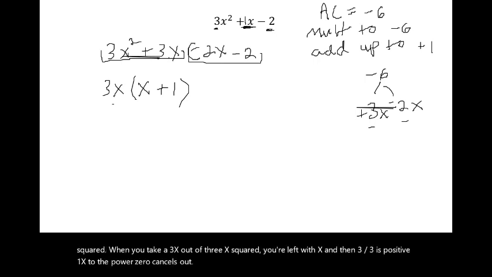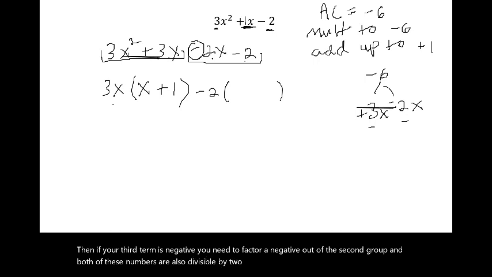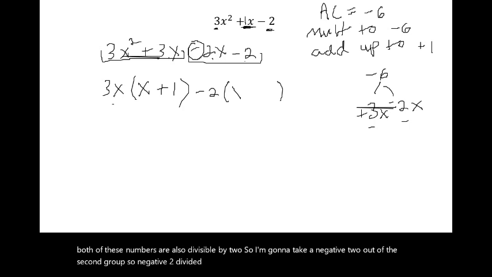Then, if your third term is negative, you need to factor a negative out of the second group. And both of these numbers are also divisible by 2. So I'm going to take a negative 2 out of the second group. So negative 2 divided by negative 2 is positive 1x. And then negative 2 divided by negative 2 is positive 1.